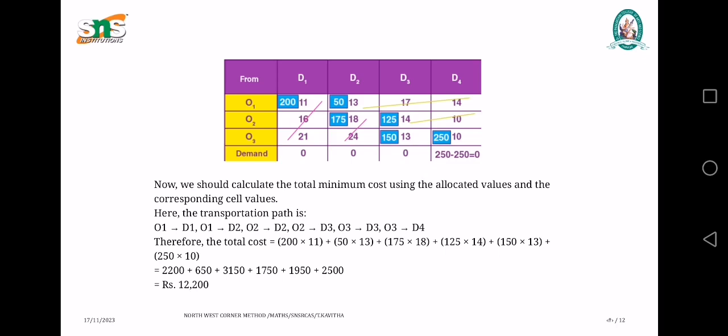Next, we should calculate the total minimum cost using the allocated values and the corresponding cell values. Here the transportation path is O1 to D1, O1 to D2, O2 to D2, O2 to D3, O3 to D3, O3 to D4. Therefore, the total cost is 200 into 11 plus 50 into 13, 175 into 18, 125 into 14, 150 into 13, 250 into 10. Add all these products, then we get the value 12,200. This is the transportation cost value for this problem, 12,200.